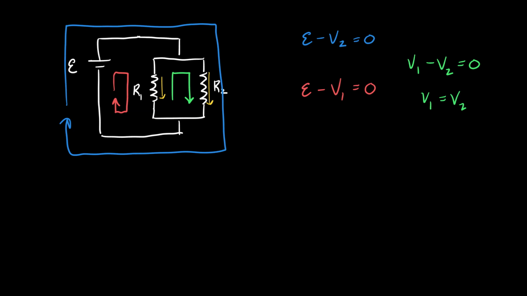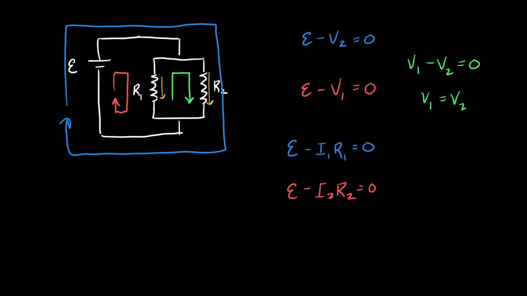That doesn't change the fact that my first loop should look like that, and my second loop should look like this. That all good for you guys? Of course, it also tells us that these two, since they're equal to the EMF, are equal to each other.